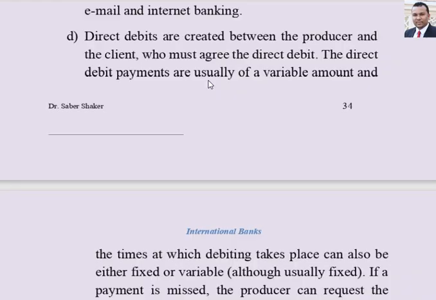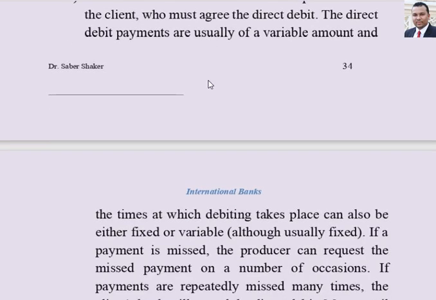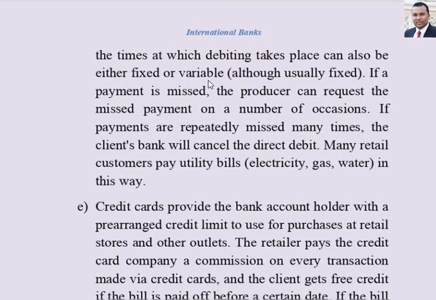Direct debits. Direct debits create a relationship between the producer and the client. In this case, the client agrees to the direct debit. Direct debit is usually a variable amount, and the times at which the debiting takes place can also be fixed or variable.